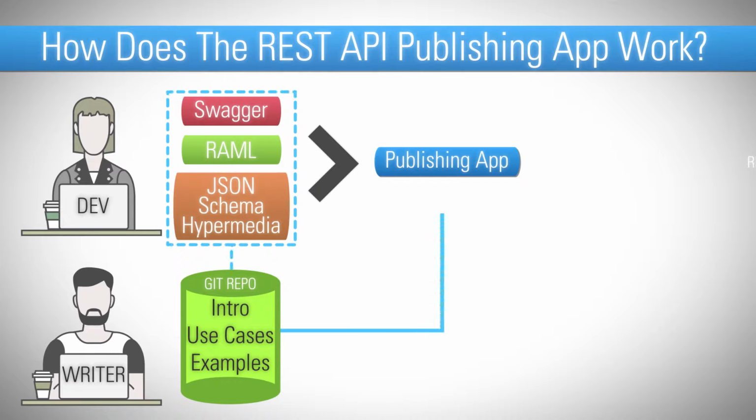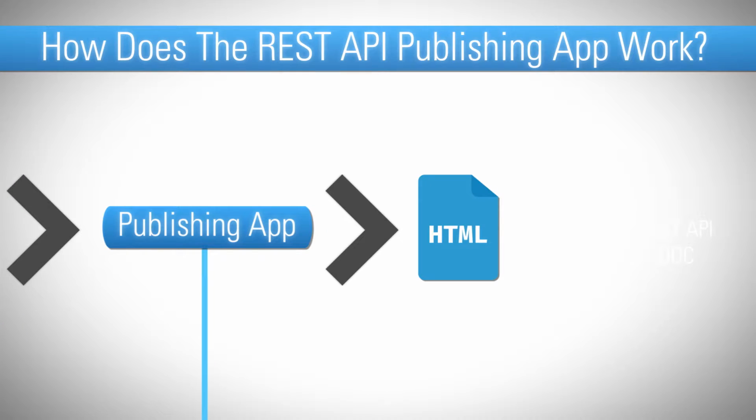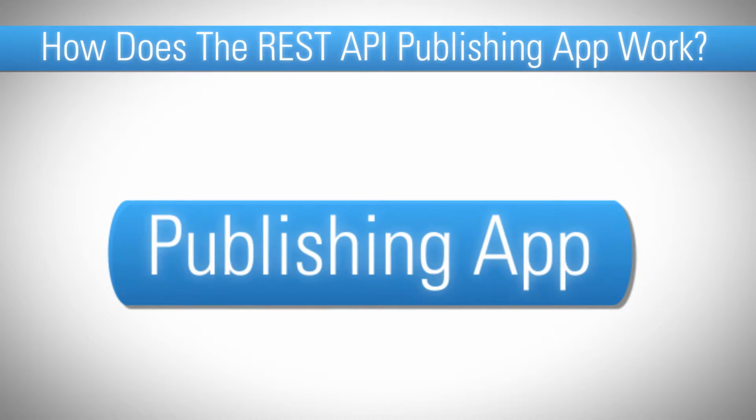The publishing app then converts the source files to HTML files using a set of templates designed specifically for REST APIs and merges the two contributions to produce the REST API doc. The publishing app makes processing easy because it's a REST API itself.